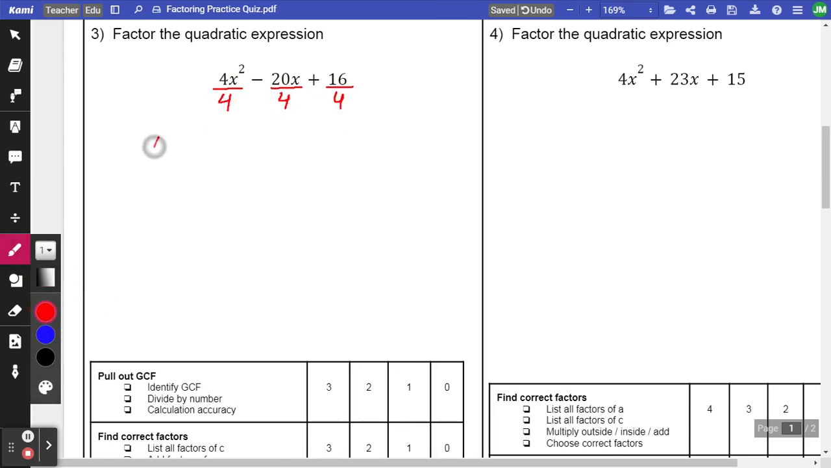So having the 4 on the outside, this simplifies down to x squared minus 20 over 4, which is minus 5x, and 16 over 4 is positive 4. Now we're going to take a look at this c here and list out the factors of c, which include 4 times 1 and 2 times 2.